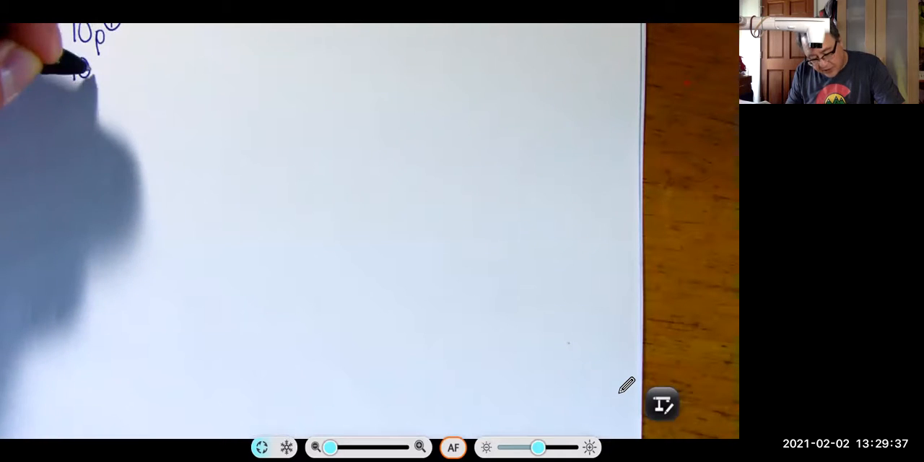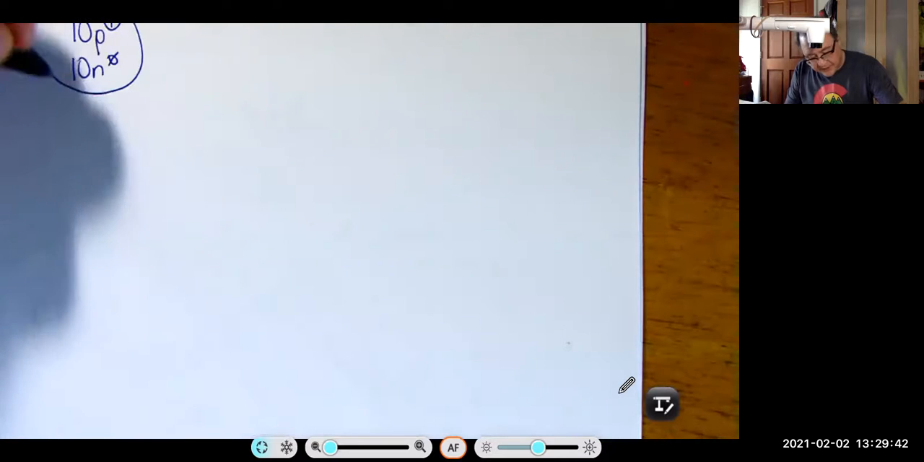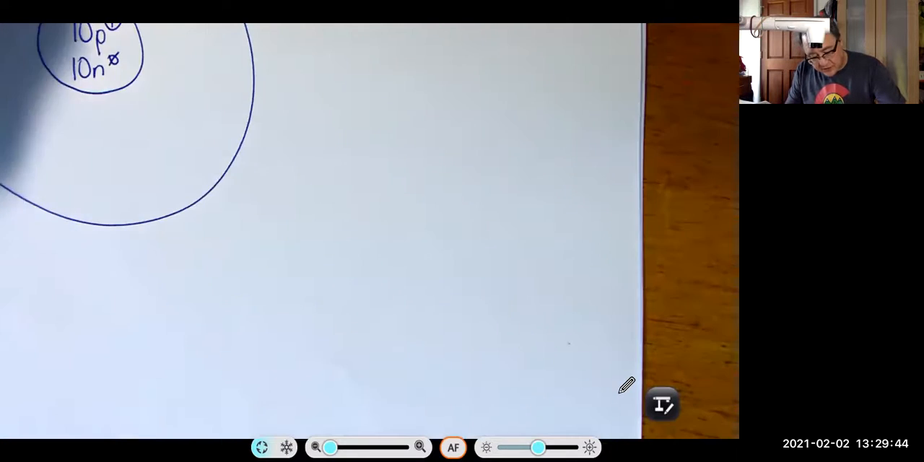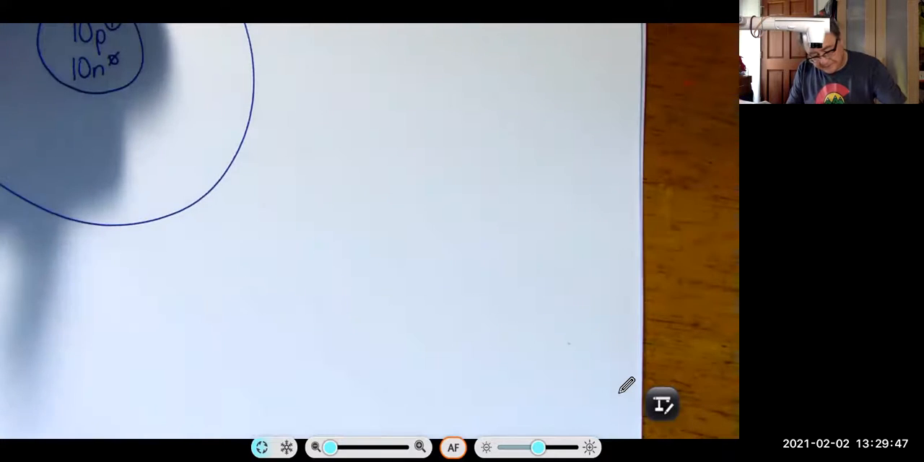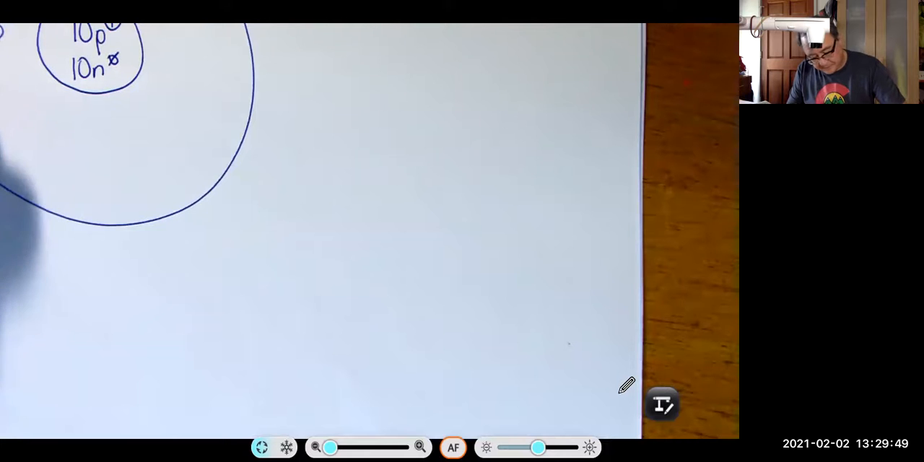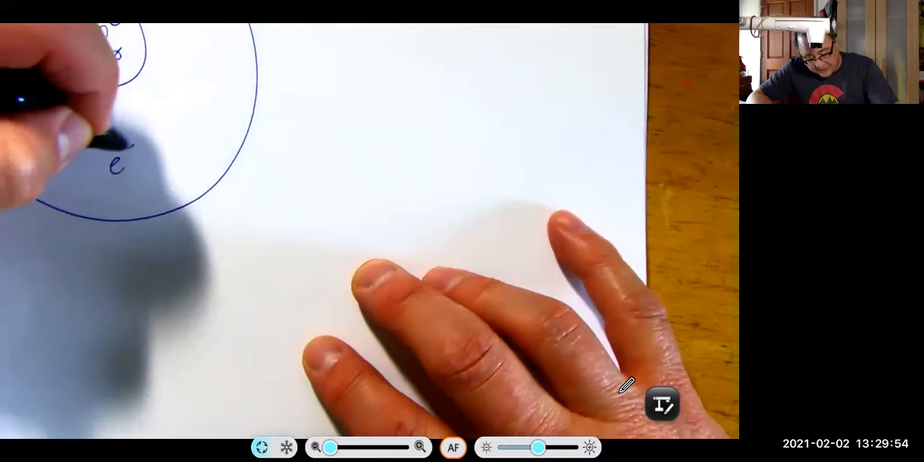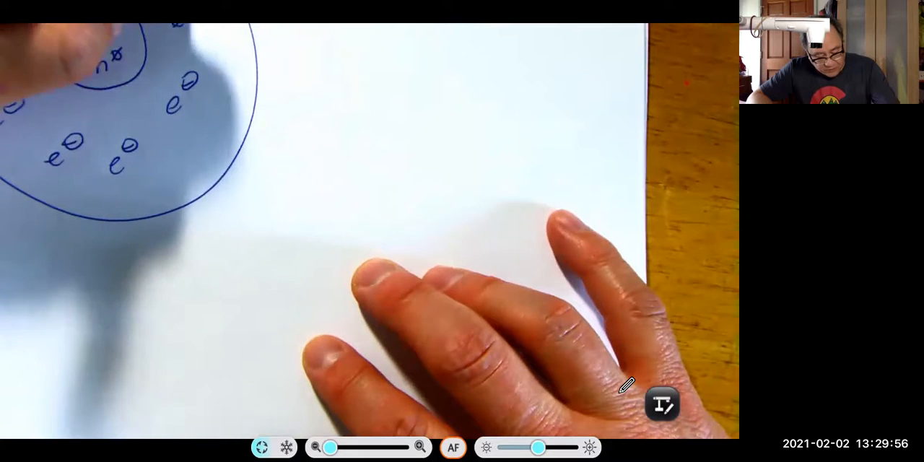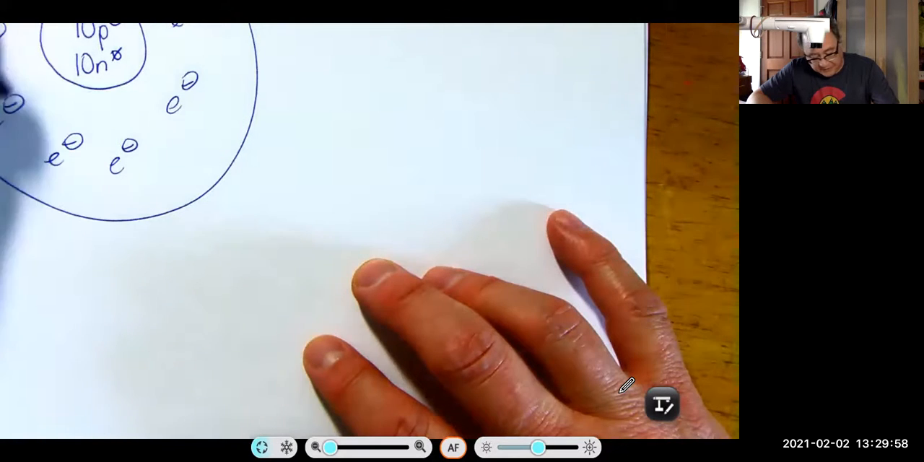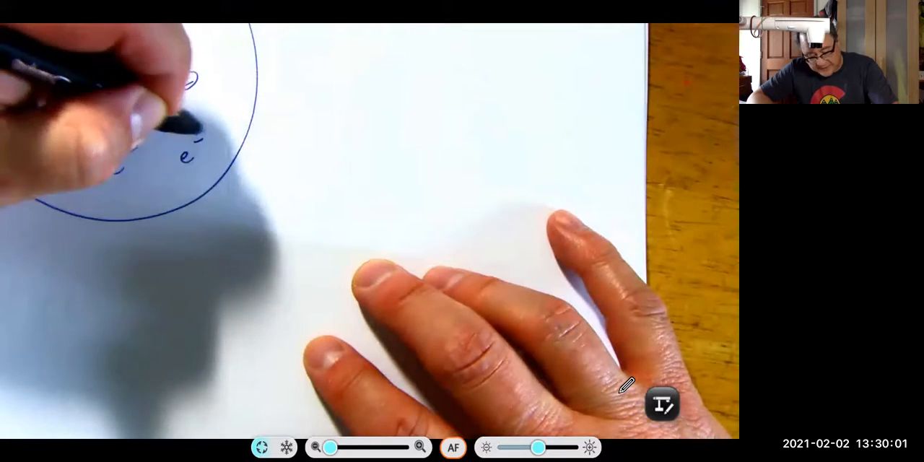So here you have a neon 20, and the neon 20 has 10 protons, 10 neutrons, because 20 minus 10 is 10. That's the nucleus. And then it's got 10 electrons. Oh, I shouldn't have done that because I don't want to draw 10 electrons. I guess I'm forced to now. 1, 2, 3, 4, 5, 6, 7, 8, 9, 10.